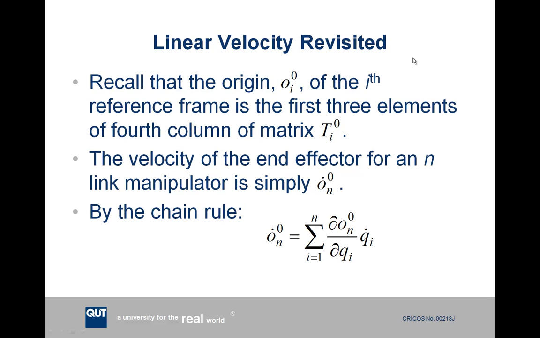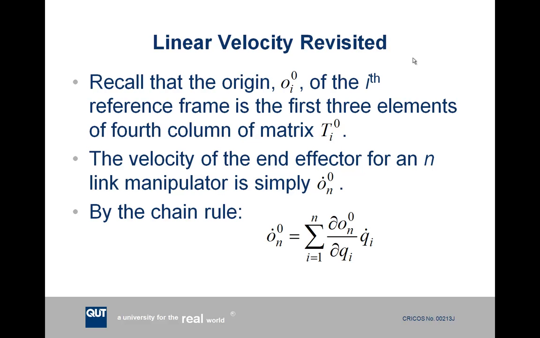So what we're going to do now is go back and revisit our linear velocity and how we calculate it, to work out an easier way of working out the linear velocity Jacobian. So first thing to remember is that the origin of the ith reference frame, as defined in the base reference frame 0, is the first 3 elements of the 4th column of matrix Ti0.